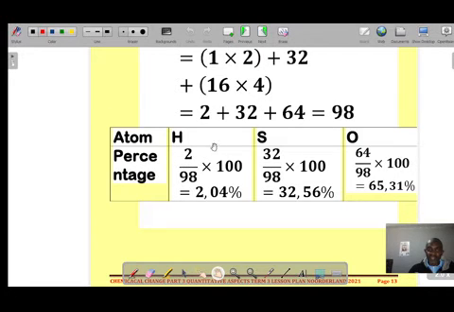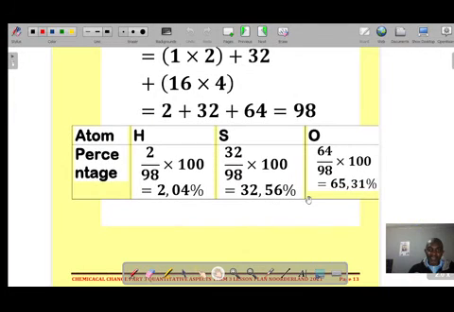I go ahead to find the one for sulfur. Now sulfur, the mass is 32 here. So 32 divided by 98 times 100 gives me 32.56%. Likewise, for oxygen, it is 64 divided by 98, again times what? 100, which gives me 65.31%. I hope we are together. Let us proceed.